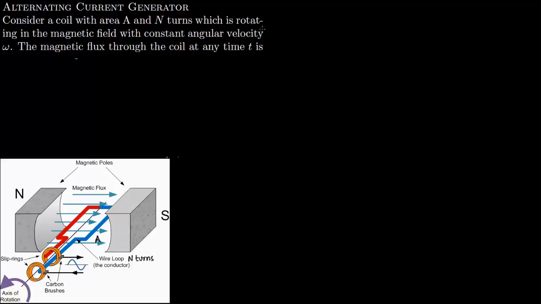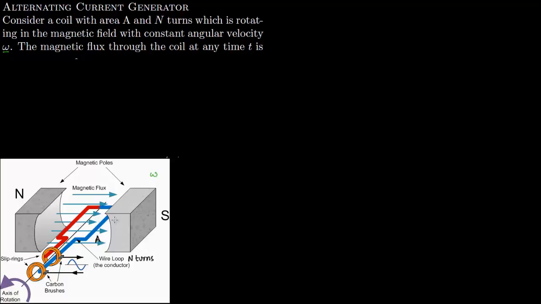So this is rotating in the magnetic field. So we have a magnetic field and it is rotating in the magnetic field with some constant angular velocity omega. So it is rotating with this constant angular velocity omega.